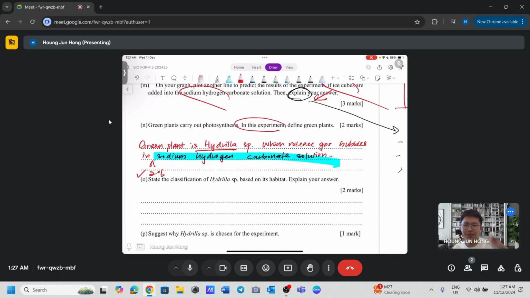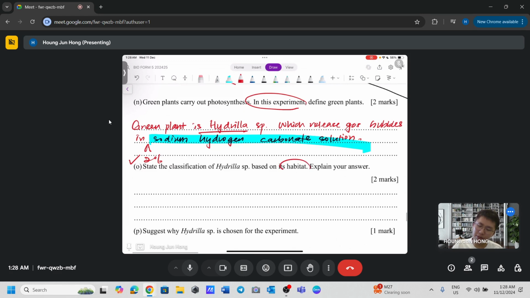Now there will be some theoretical questions. Question: classification of Hydrilla species. Again, based on habitat. Remember, based on habitat, what is this? This is a hydrophyte, from Form 5 chapter 7. Why hydrophyte? Because it lives in water. That's it, very simple.